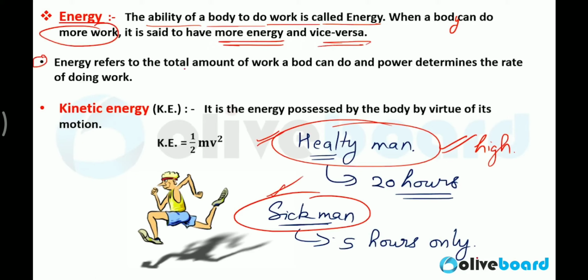Now energy refers to the total amount of work a body can do, and power determines the rate of doing work.